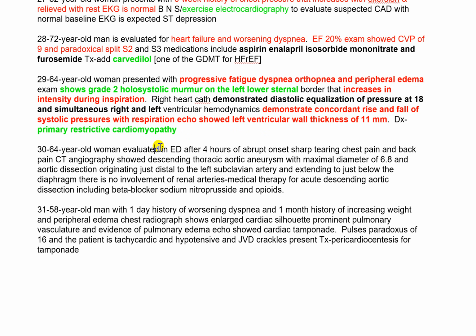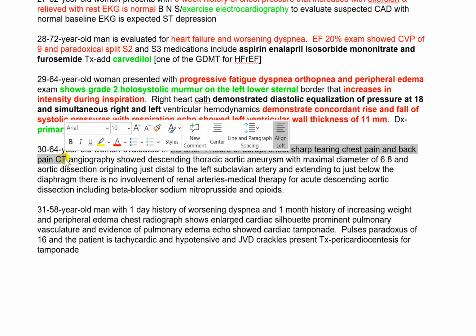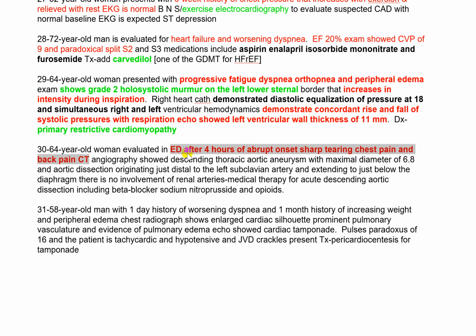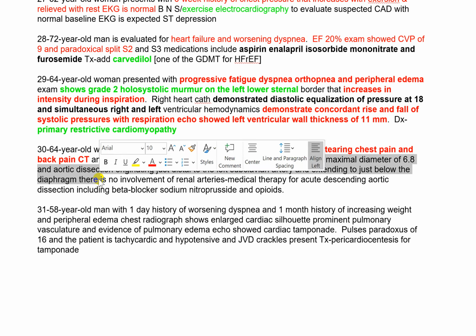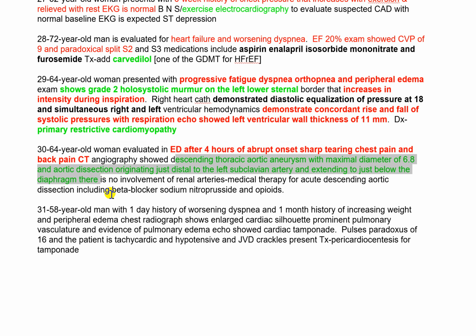Okay, let's go. So now we have an elderly woman who came into the ED after 4 hours of abrupt onset sharp tearing chest pain and back pain. CT angiography shows a descending thoracic aortic aneurysm with a maximal diameter of 6.8, and the aortic dissection originating distal to the left subclavian artery and extending just below the diaphragm, but no involvement of the renal artery. So this is a pretty huge dissection, right?